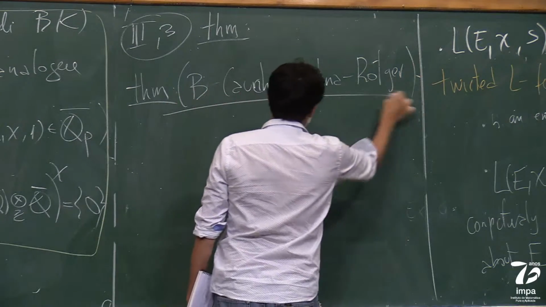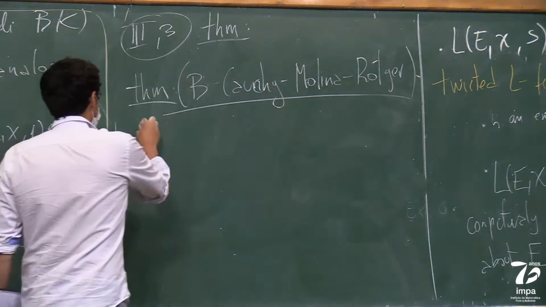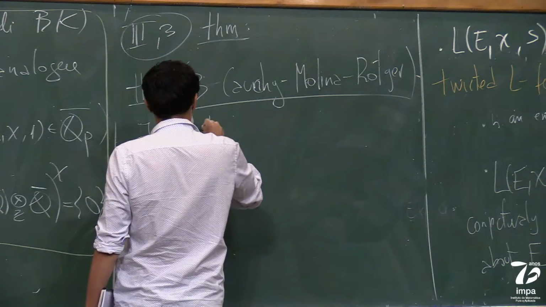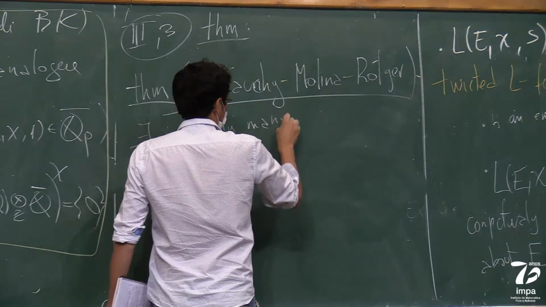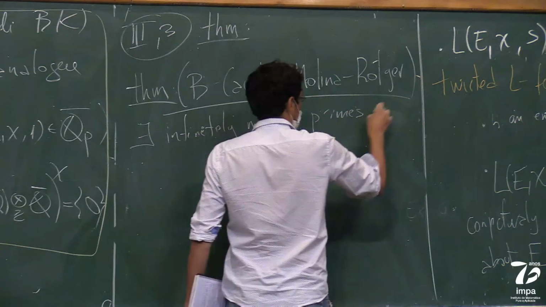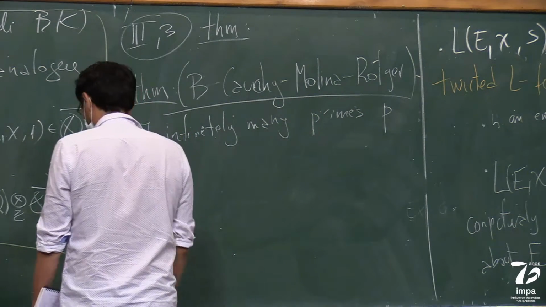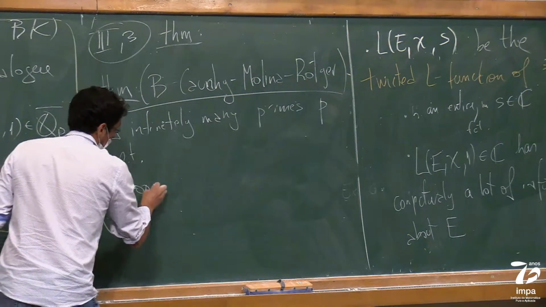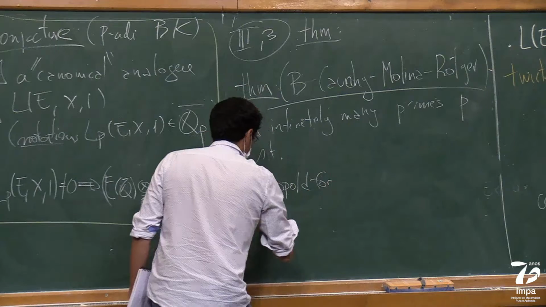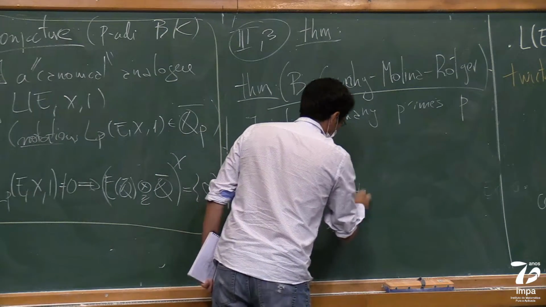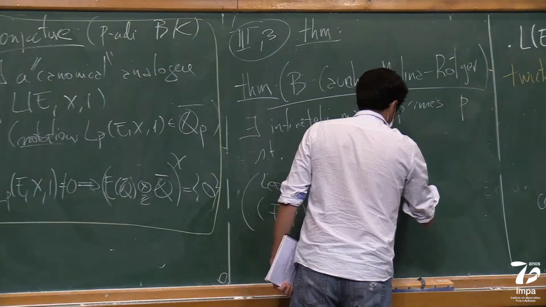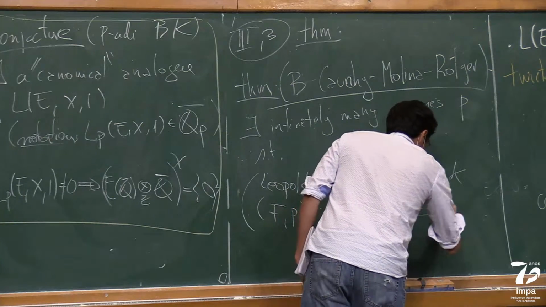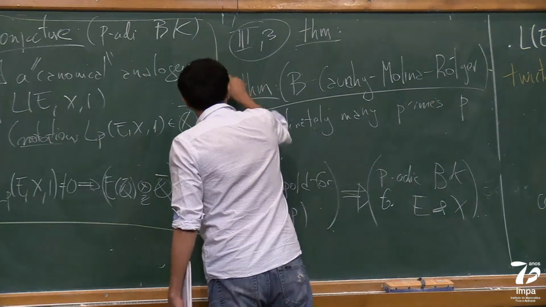Is that we relate these two conjectures. So there exist infinitely many primes P such that the following: if you look up Leopoldt, the Leopoldt conjectures for F and P imply p-adic Block-Kato for the elliptic curve and this character. So that is what we prove.